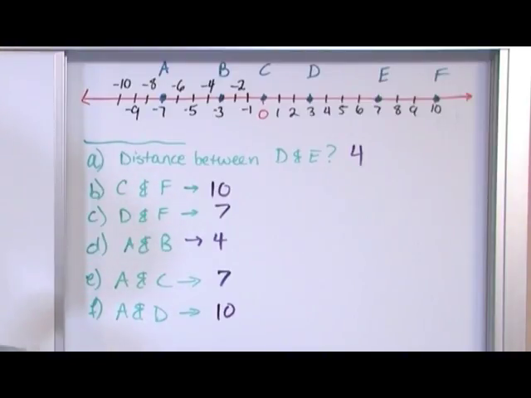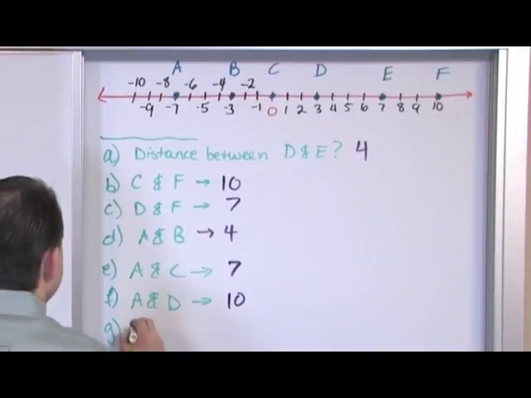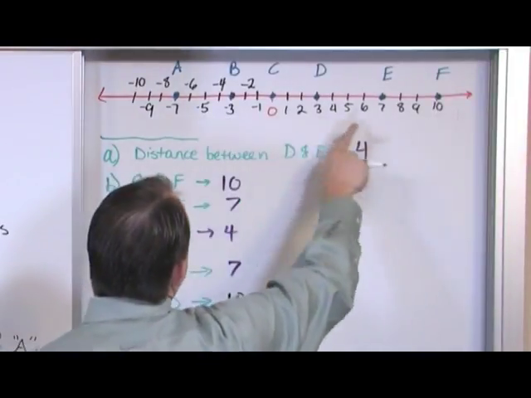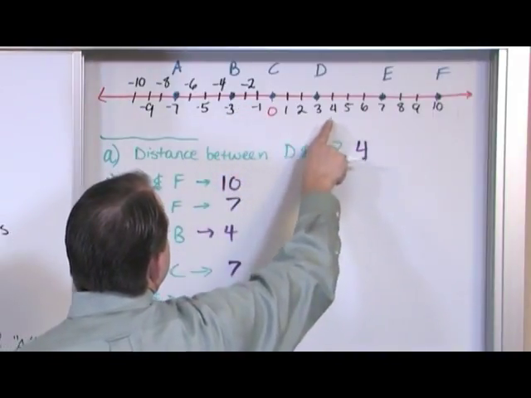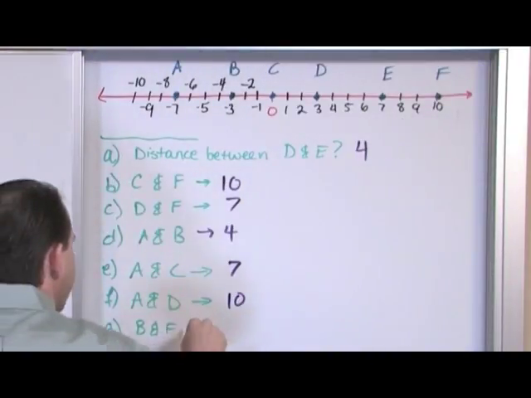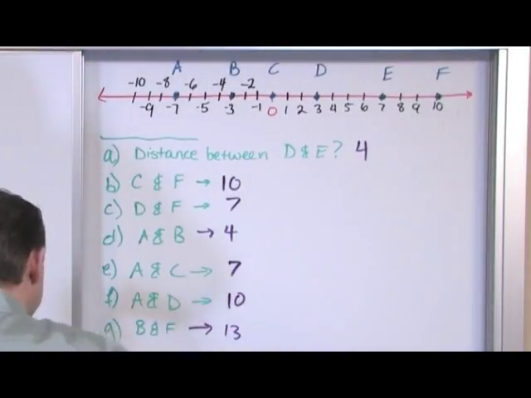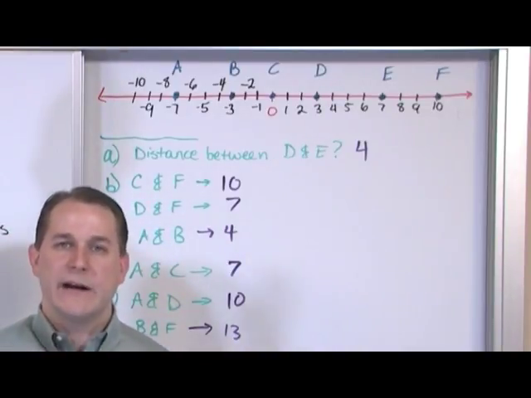And one final problem, between B and F. So we start with B, we're going all the way to F. 1, 2, 3, 4, 5, 6, 7, 8, 9, 10, 11, 12, 13. So that's 13 units away. This is mainly just an exercise in getting you familiar with the number line more than anything else. Like I said, doing these problems on the number line doesn't really do much other than get you familiar with the concept of negative numbers.